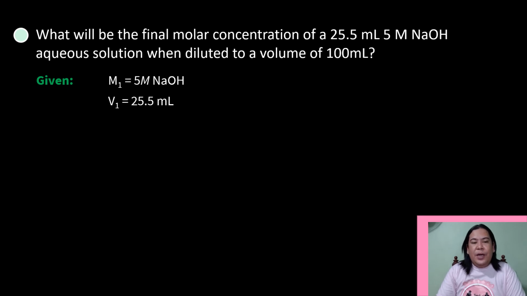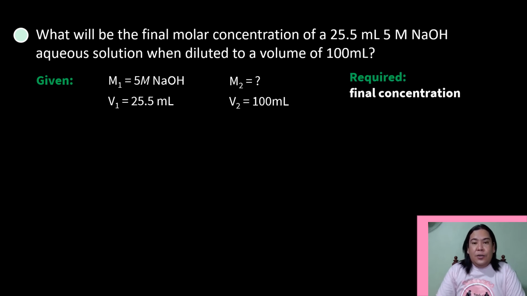Okay, your M sub 1 is 5 molar sodium hydroxide. Your V sub 1 is 25.5 ml, and then your V sub 2 is 100 ml. V1 is always lower than V2. Okay, and then yung condition, what will be the final molar concentration? So, ang M2, ang inyong unknown, the final concentration.